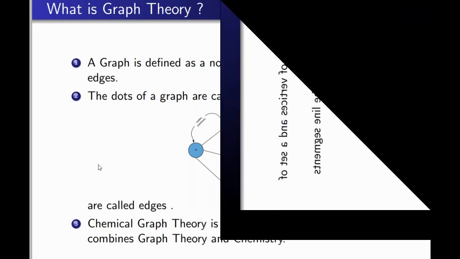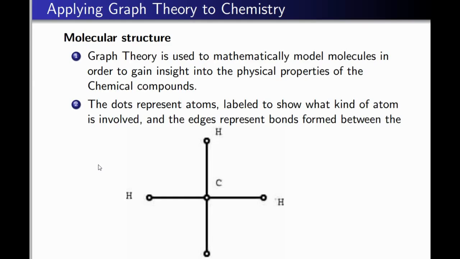So now let's see the applications of graph theory. First comes molecular structure. Graph theory is used to mathematically model molecules in order to gain insight into the physical properties of chemical compounds. The dots represent atoms, labeled to show what kind of atom is involved, and the edges represent bonds between them. Graph theory helps in better visualization of the structure of any molecule. So now let's see an example for better understanding.